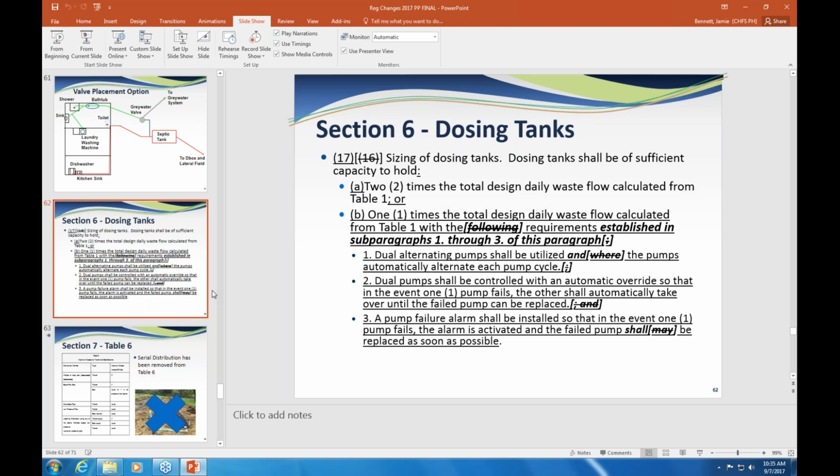Dual alternating pumps shall be utilized and the pumps automatically alternate each pump cycle. Number 2, dual pumps shall be controlled with an automatic override so that in the event one pump fails, the other shall automatically take over until the failed pump can be replaced. And a pump failure alarm shall be installed so that in the event one pump fails, the alarm is activated and the failed pump shall be replaced as soon as possible.